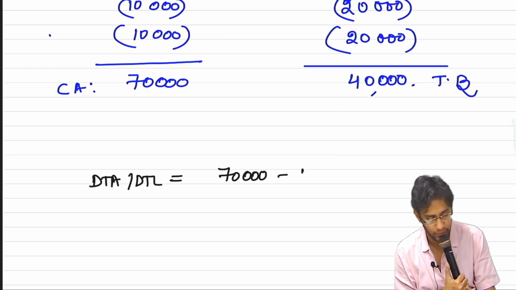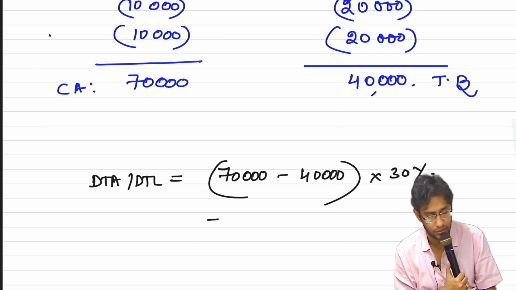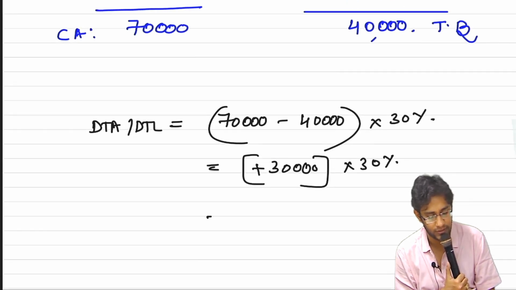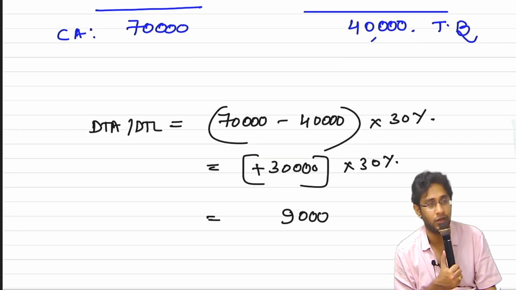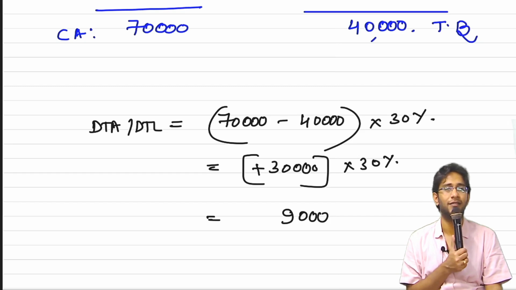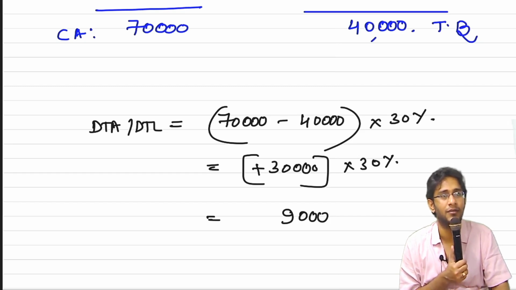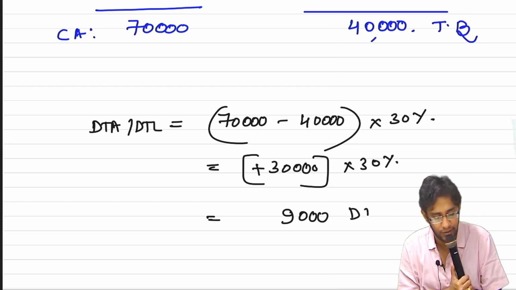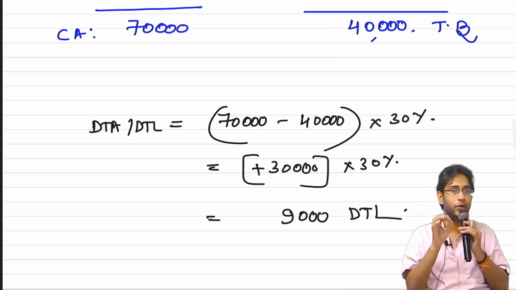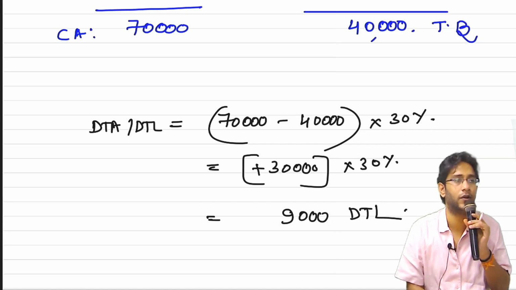70,000 carrying amount, 40,000 tax base, into 30%. So I have a positive 30,000 into 30%. What is the answer? That I know. DTA or DTL, you tell me. It's a DTL. So my question is, what is the entry you will write?